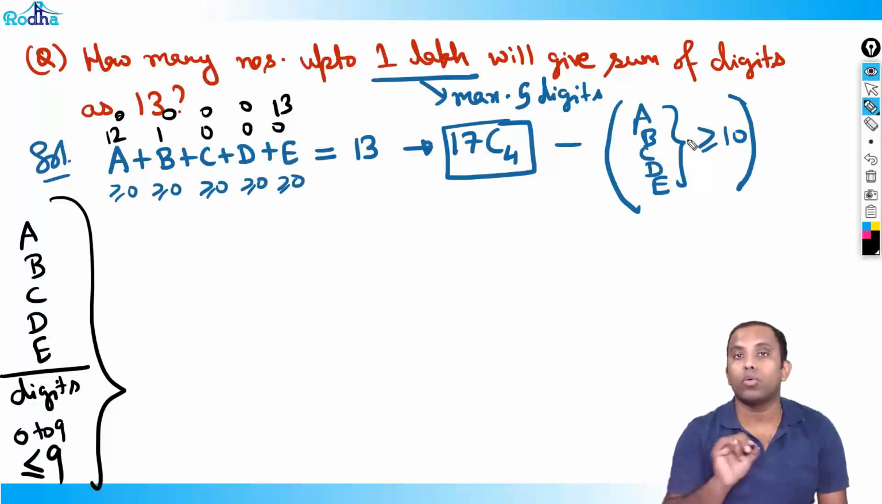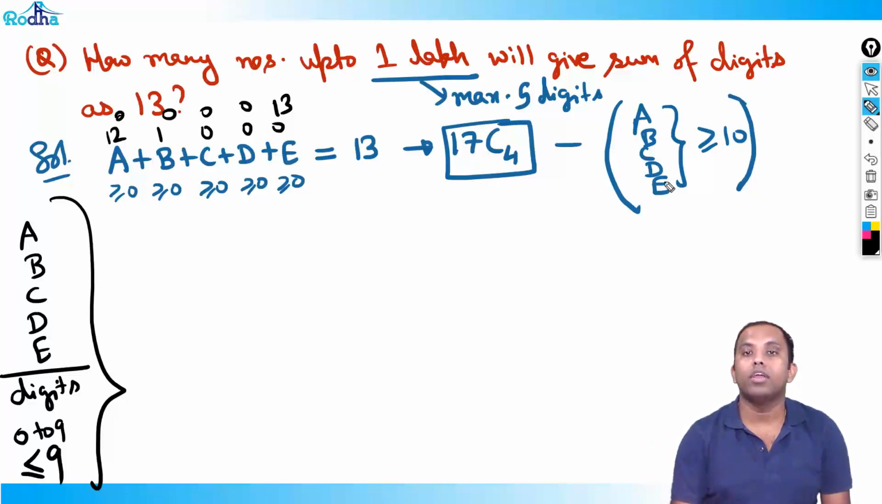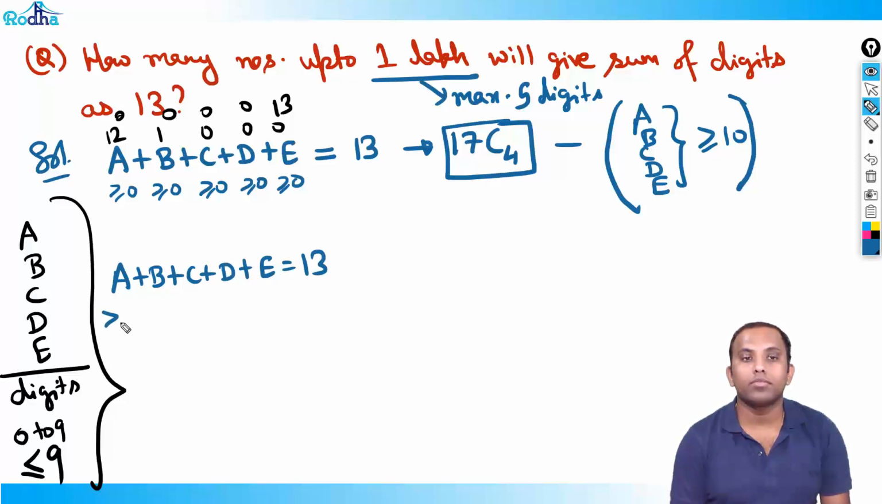More than or equal to 10. I don't want those cases. Okay, so out of this equation, A plus B plus C plus D equal to 13. Now, A plus B plus C plus D plus E equal to 13. How many cases of A more than or equal to 10?